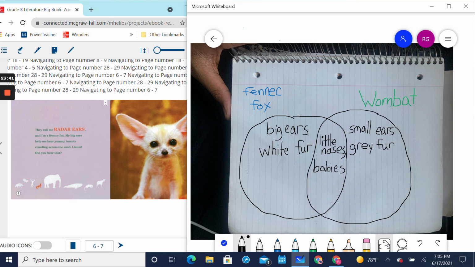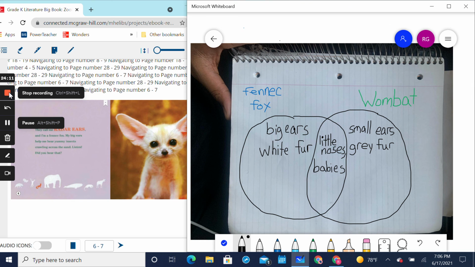And there you have it. We have done our first Venn diagram, fully comparing and contrasting two animals in this story. Now, what I want you guys to do is pick two animals of your own, and I want you to talk about the ways that those two animals are the same and the ways that those two animals are different. Have fun.